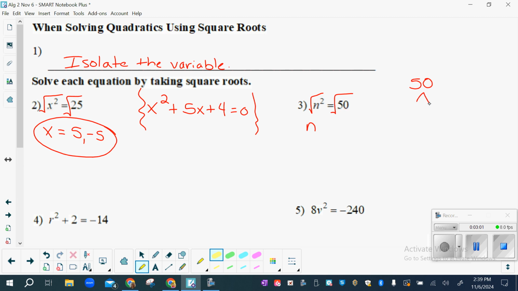That's very good that you knew that in your head. So this is 5 times 10, 5 times 2. So square root of 2 times 5 times 5, which would be 5 square root 2. Does that make sense? I need 2 answers. What's my second answer? Negative. Positive and negative.